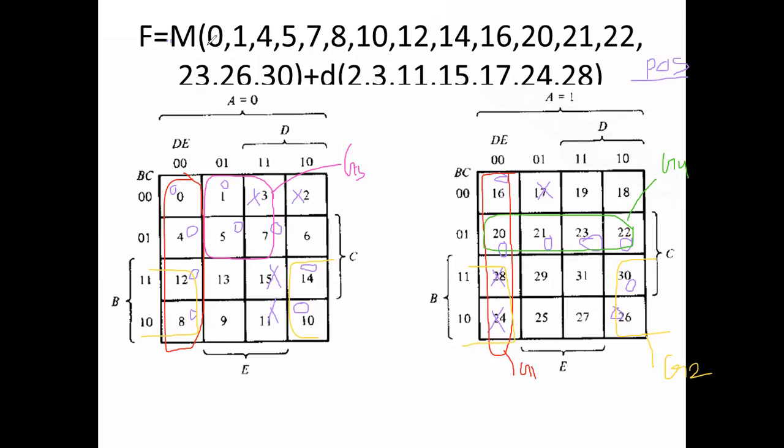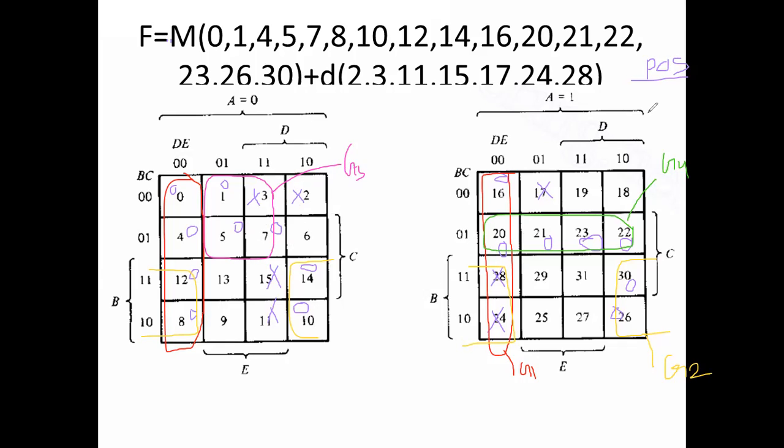Is there any possibility here of a quad, pair or octet? No. What are the remaining here? At 2, don't care will be there. At 15, don't care will be there. At 11, don't care will be there. At 17, don't care will be there. If only don't cares are remaining, then that will be neglected. Suppose if a 0 is remaining, compulsorily that will be considered in the function. If don't cares are remaining, then that will be left. So here totally we framed 4 groups.